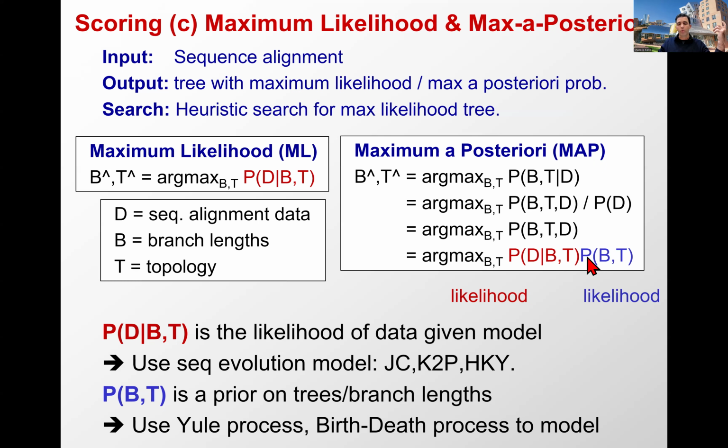Okay, another way to think about that is the posterior is having observed the data, in other words, posterior to observing the data, what is the maximum probability branches and topology? Okay, and this is just using Bayes' rule.